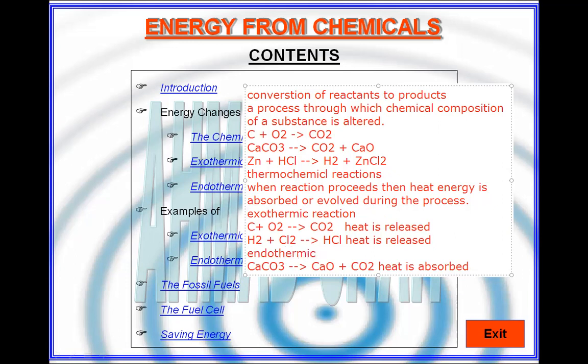Similarly, in the photosynthesis reaction, plants in the presence of sunlight absorb heat, and absorb water vapors from the atmosphere along with carbon dioxide, and they produce glucose, and oxygen is released. This reaction is also known as an endothermic reaction. Photosynthesis is also an example of an endothermic reaction.